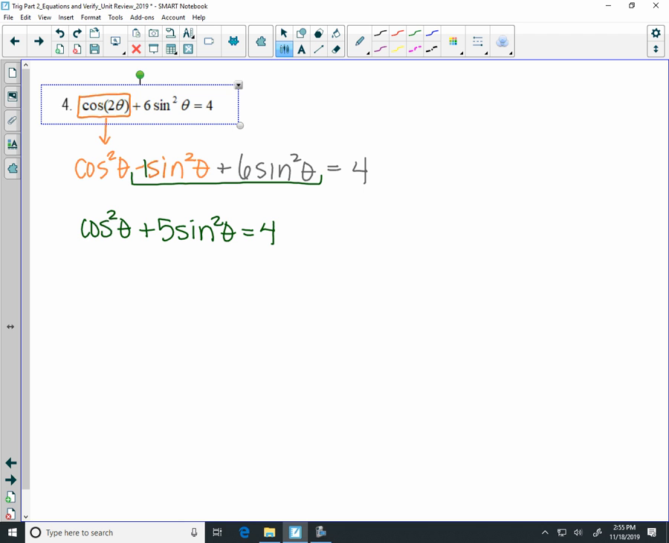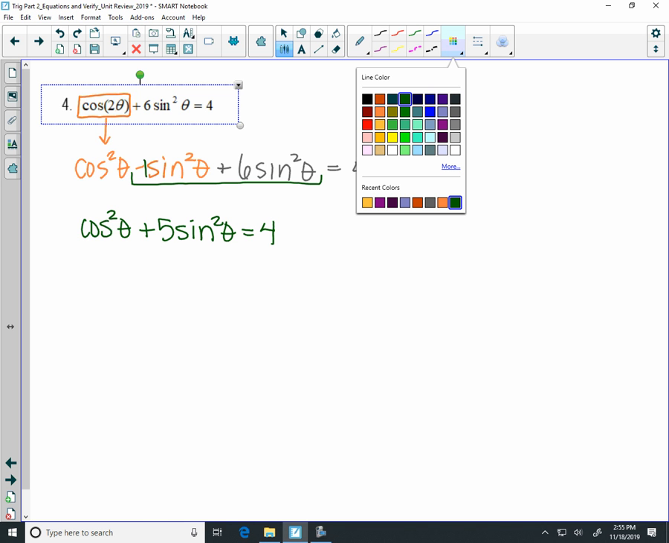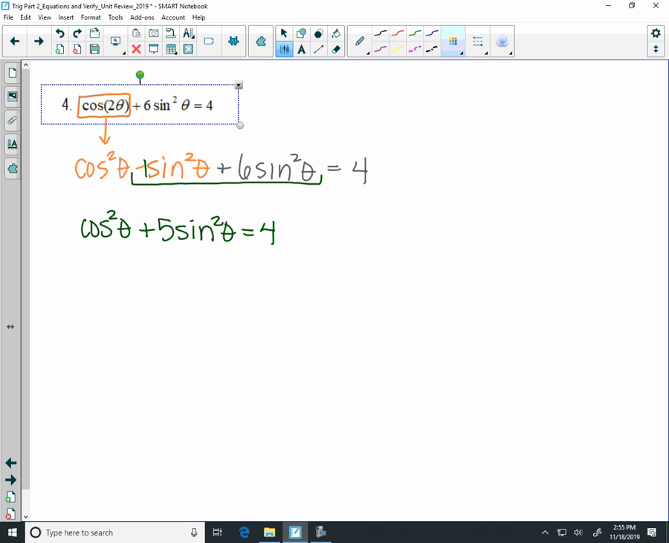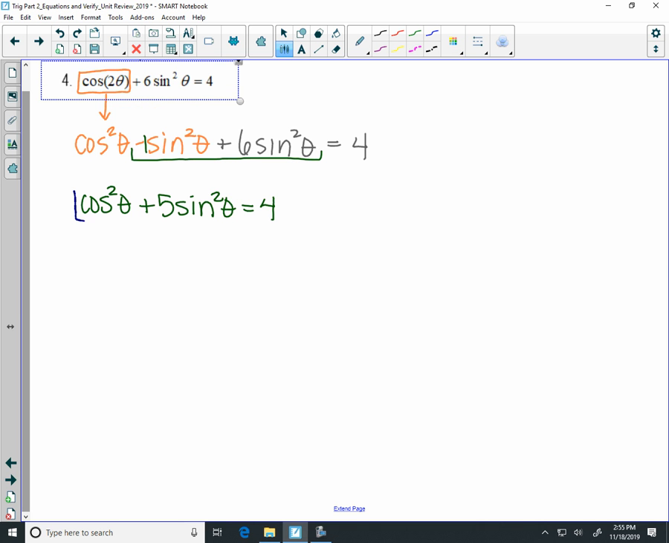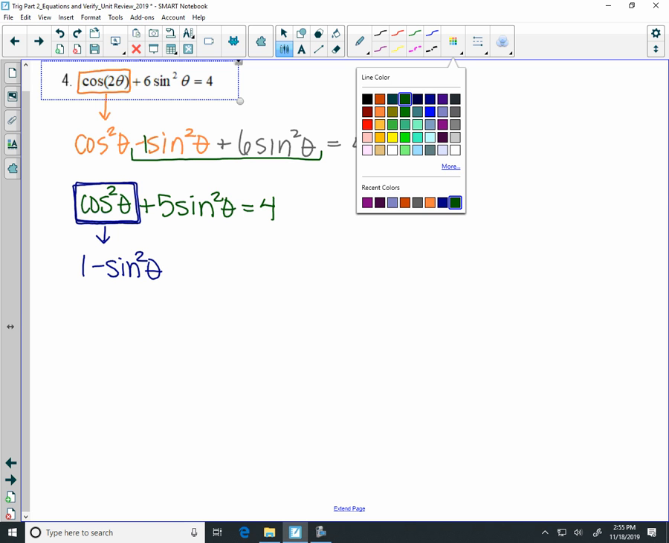And now, at this point, I need to decide whether I want to work with sine or cosine. You can go either way. There's not a right answer here. Since cosine squared is out here on its own, it doesn't have anything in front of it, I won't have to do any distributing. I'm going to change cosine squared into 1 minus sine squared using our favorite Pythagorean identity. And then the rest of that equation right now is going to stay the same.